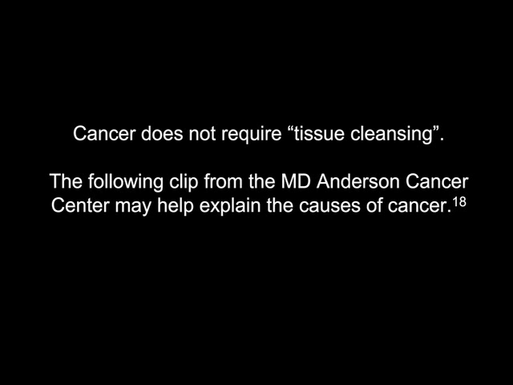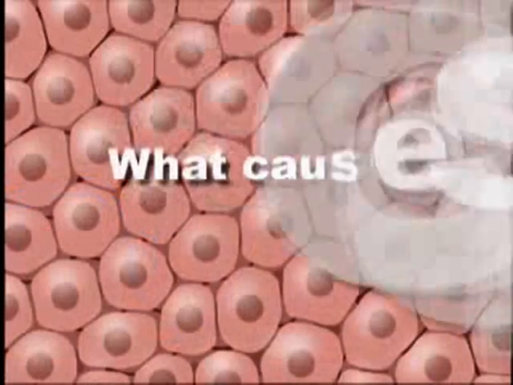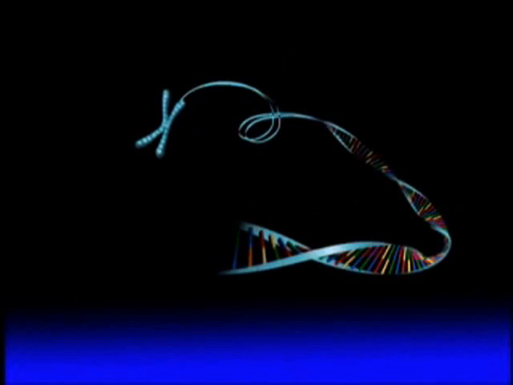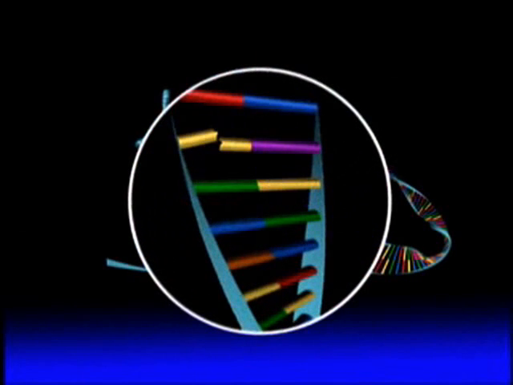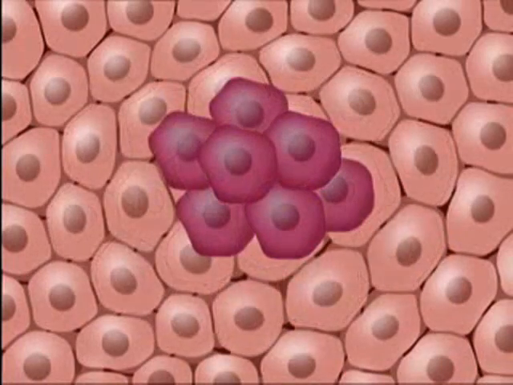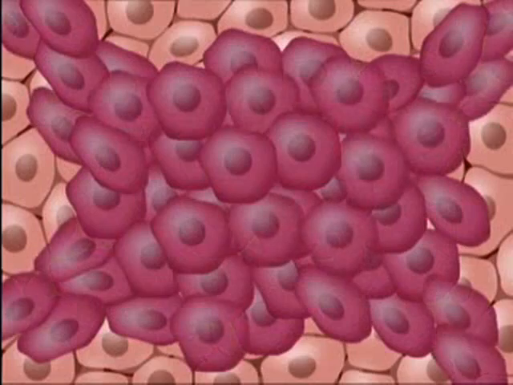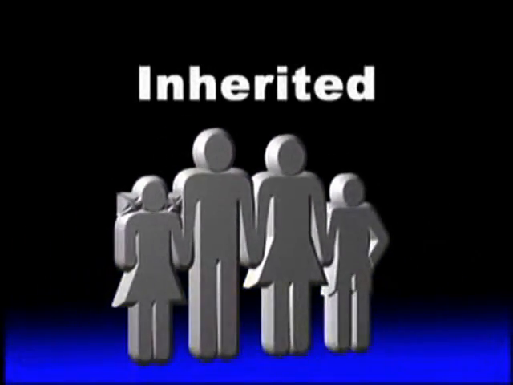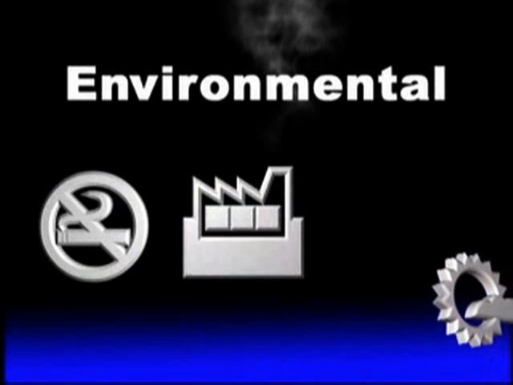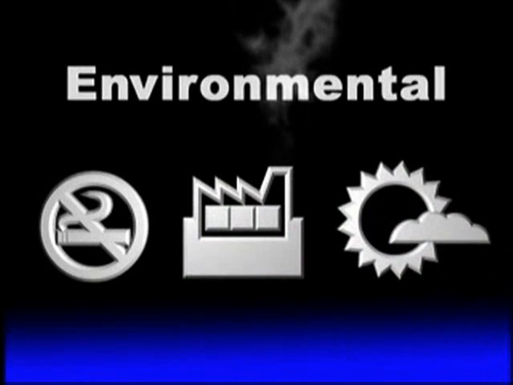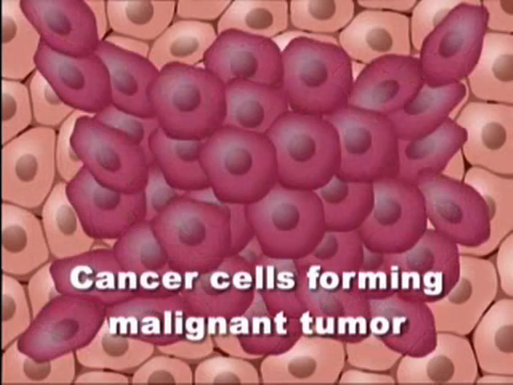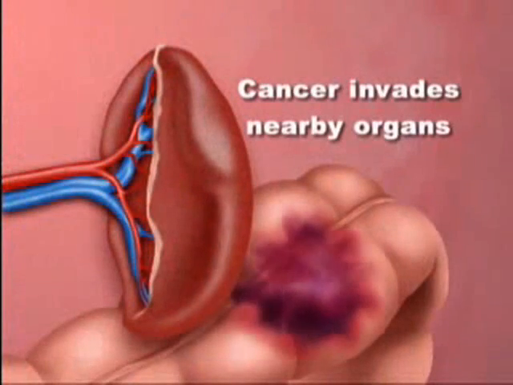Now, the following clip from the MD Anderson Cancer Center may help explain the causes of cancer. To understand what causes cancer to occur, we must look deeper into the cell, at the genes that control the cell's growth and behavior, and how the cell's normal function may be disrupted or damaged. Since it is the genes that regulate the normal, orderly behavior of cells, abnormalities or damage to cells' genetic components cause them to behave abnormally, to become cancers. In some cases, people have inherited genes that may predispose them to cancer, while in other cases, genes are damaged by external environmental factors, such as smoking, exposure to chemicals or ultraviolet radiation, and perhaps even viruses. If cells are cancer cells, they grow, divide, and eventually form malignant tumors. Malignant tumors, unlike benign tumors, invade and destroy surrounding tissues and nearby organs.